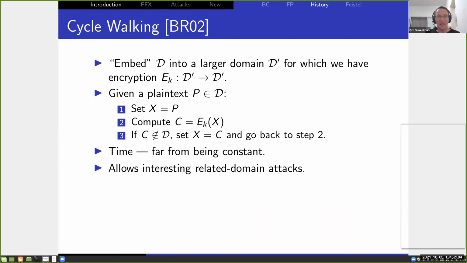Another thing is that if you have two domains which are related somehow, D1 and D2, both of them being embedded into the same D prime, you may be able to learn something about the encryption in D1 by looking at D2 and vice versa. I'm going to show you later some interesting related domain attacks, but this is a real issue here.